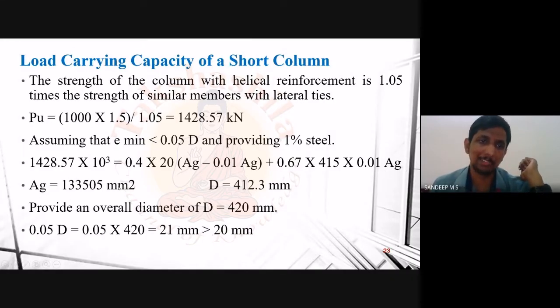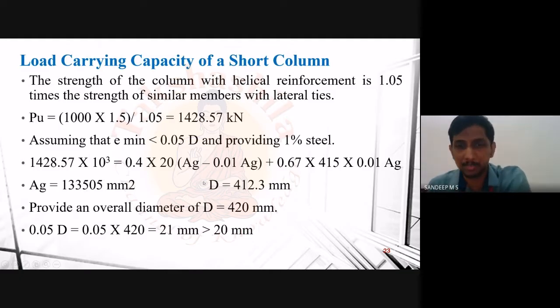So from this you will get the value of A gross. And since this is a circular column, pi by 4 into d square will be equal to this value. From that, you can calculate the value of d. Pi by 4 into d square is equal to 133,505.